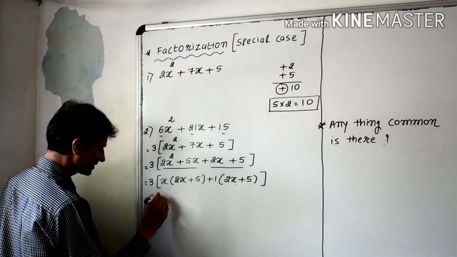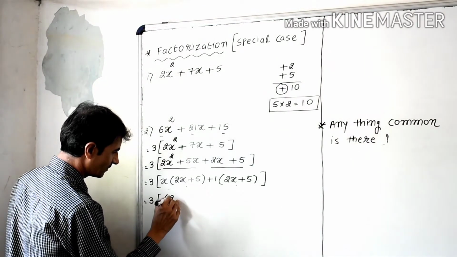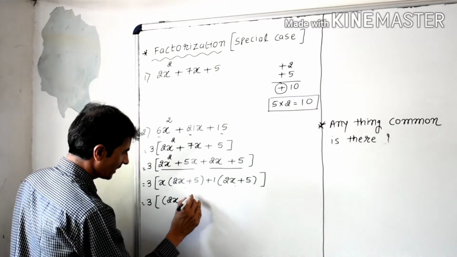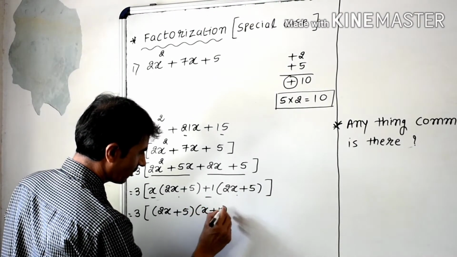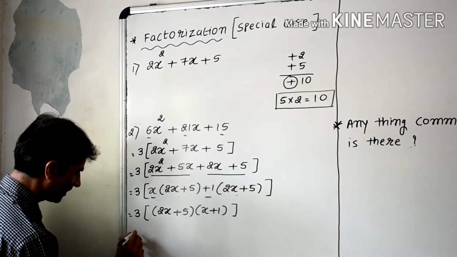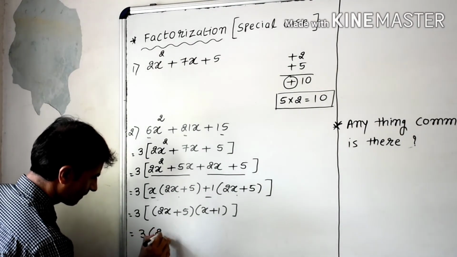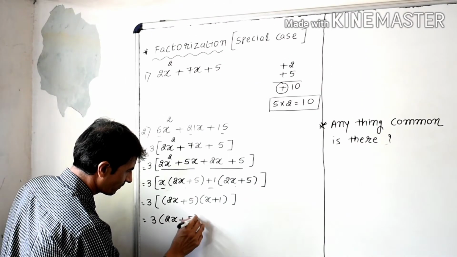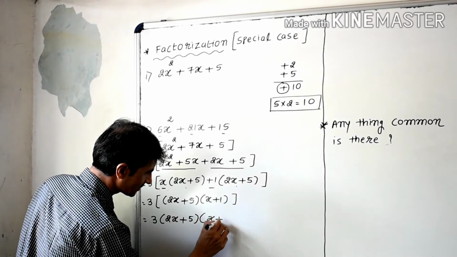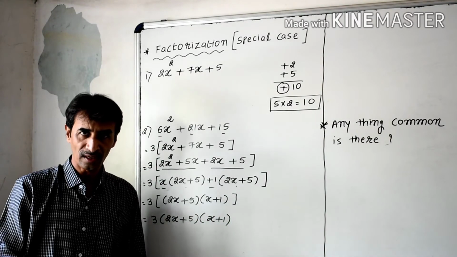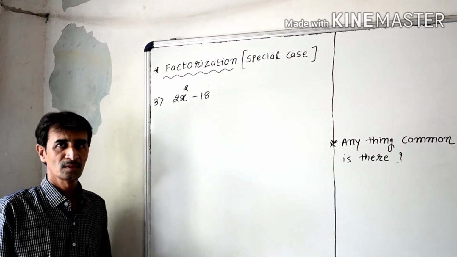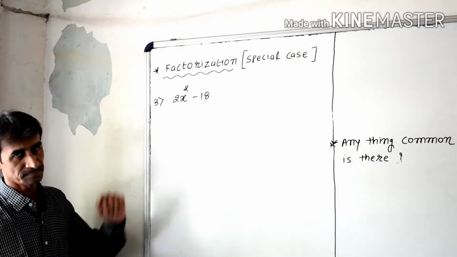3 again as it is. Now one time 2x plus 5 and the remaining thing x plus 1 in the second bracket. Now finally I can write down in this manner. 3, here 2x plus 5 and here x plus 1, and this is the final answer. Now we are going to solve another question. Okay, now this is the next sum.